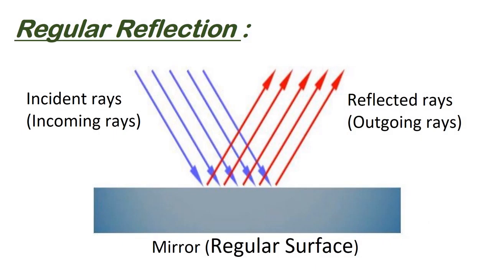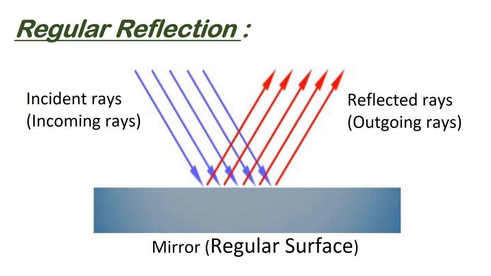Through this diagram, let us try to understand the main principle behind regular reflection. First of all, you can see the surface is smooth. We can also call it a regular surface. For instance, let it be the surface of a plane mirror.